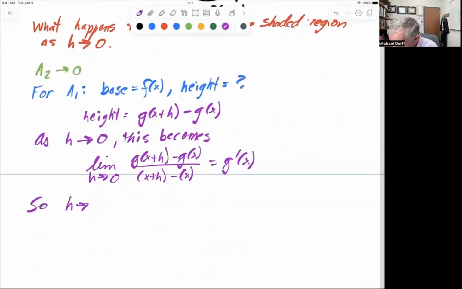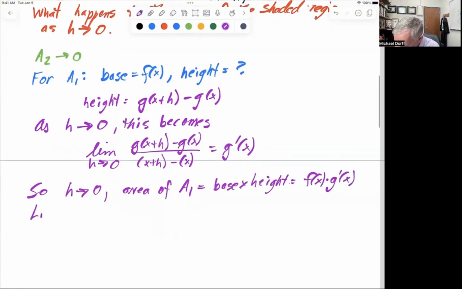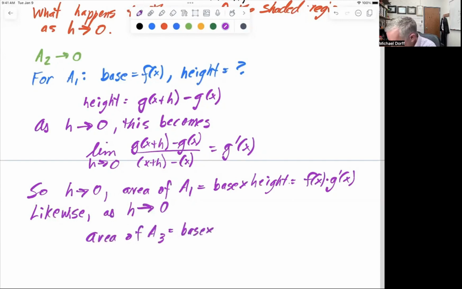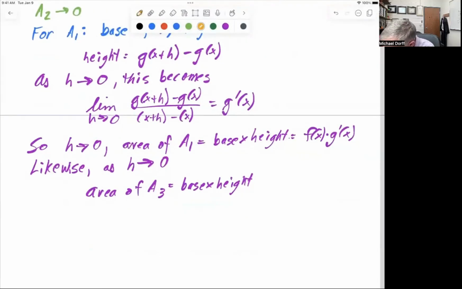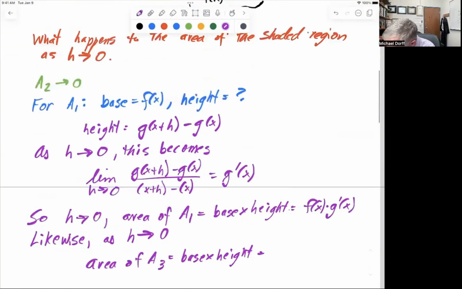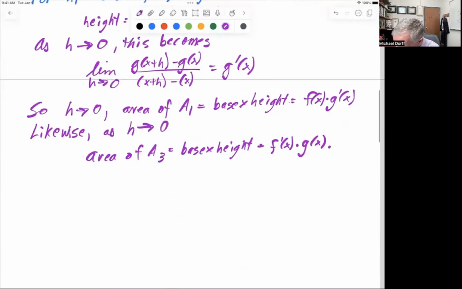So we can say as h goes to 0, the area of A1, which is the base times the height, is going to equal base, which was f, times its height, which is g prime. And likewise, if we look at area 3, as h goes to 0, the area of A3 is going to equal the base of that rectangle times the height. That's going to be this orange shape here, and that is going to equal the base, which is f prime, times g of x. Just doing the same type of argument as we did for the area of A1.